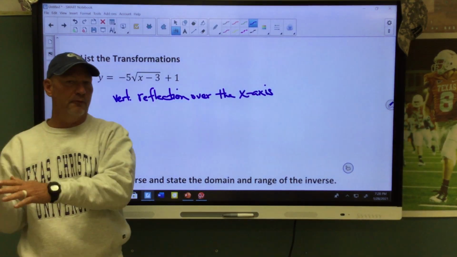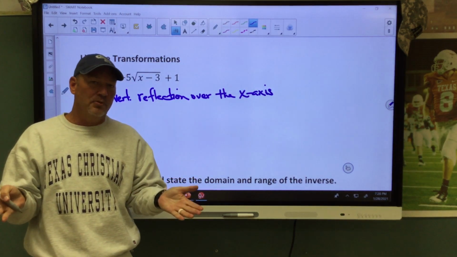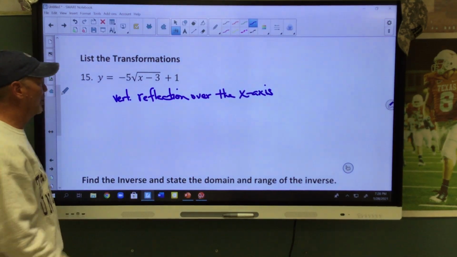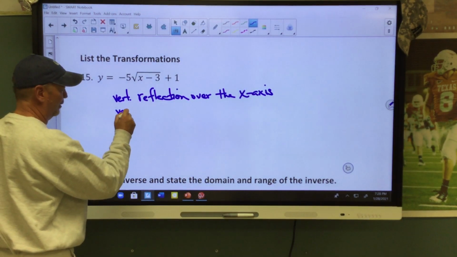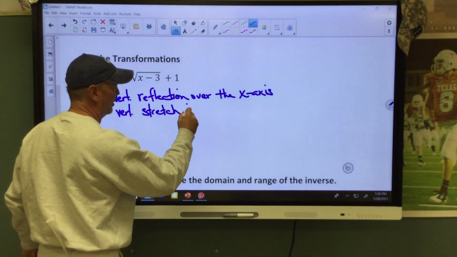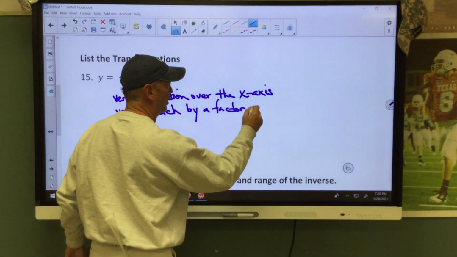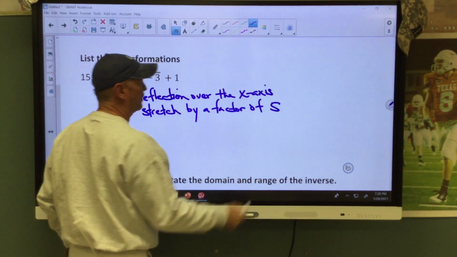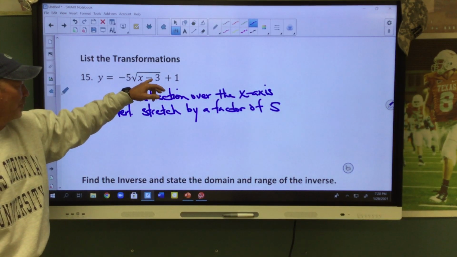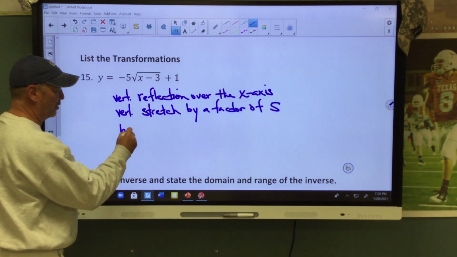The 5 is separate from the negative. The 5 is greater than 1 because they tell you to look for the absolute value, but the 5 is greater than 1. That's going to be a vertical stretch by a factor of 5. Okay? The next thing I look inside the radical. Look inside the radical. This will tell me that I have a horizontal shift or a translation.